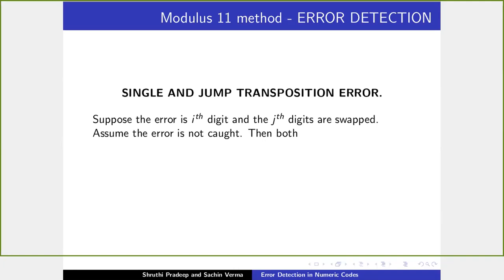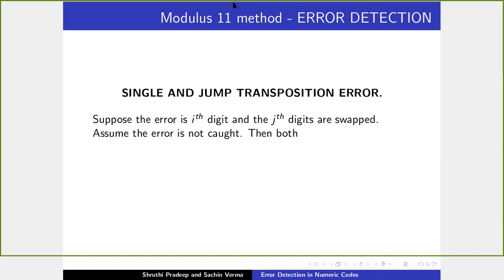Rohan? Yes. Actually, the point is that earlier the proof was simple, now it's complicated. So we are doing a more complicated method because it will check not only single digit errors but more errors. So I'm going to tell you the proof of every error now in modulo 11. Whichever will work, we will prove it in general. So let's go to the single and jump transposition error.